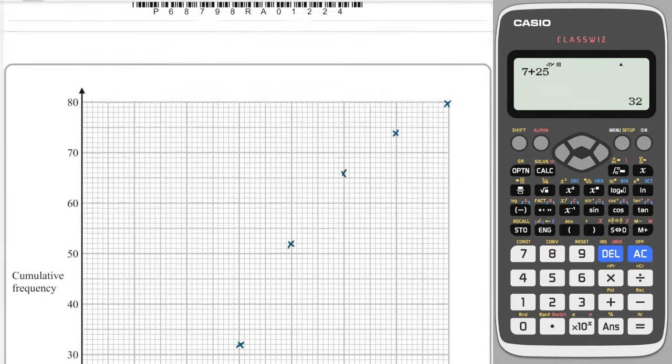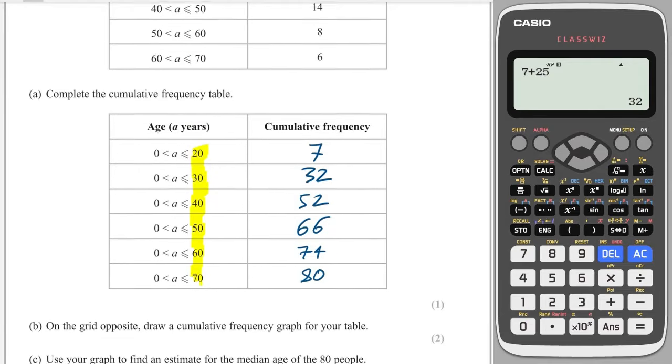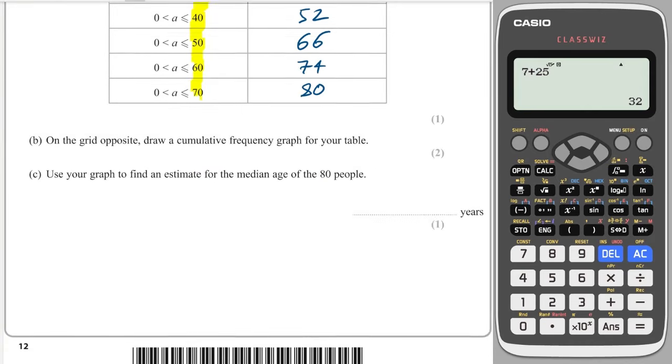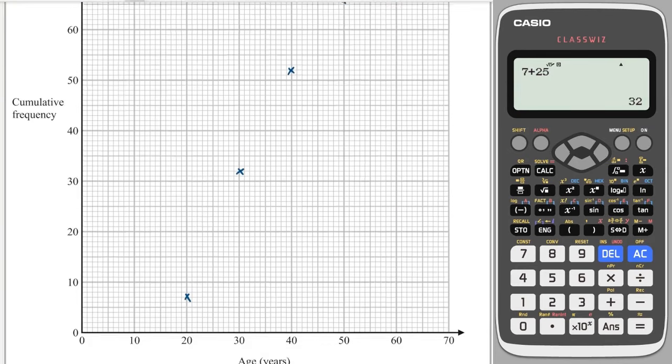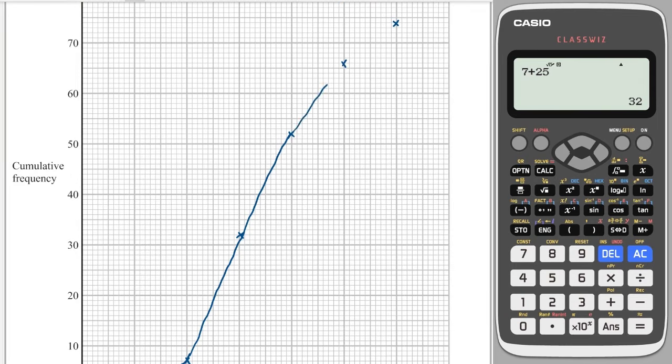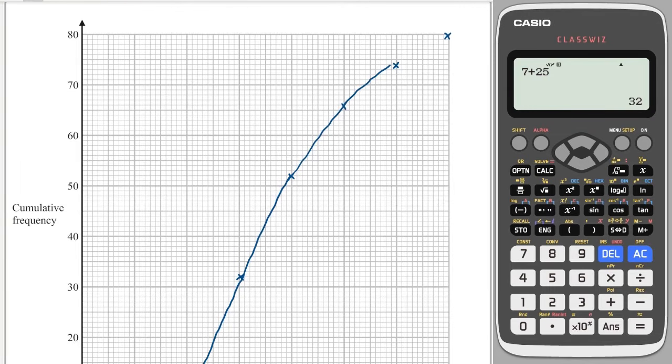And once we've done that, the lowest possible number we can attain is 0. So it will go through 0, 0. And I'm going to draw that graph. A nice smooth curve as best you can, connecting up the points. Like that.